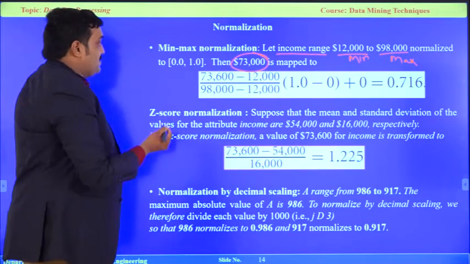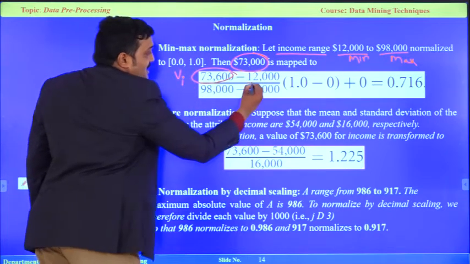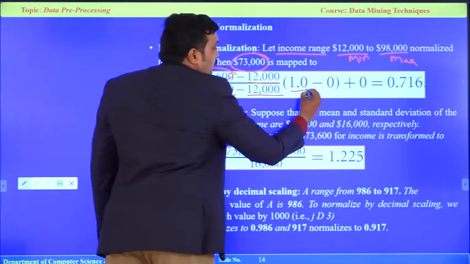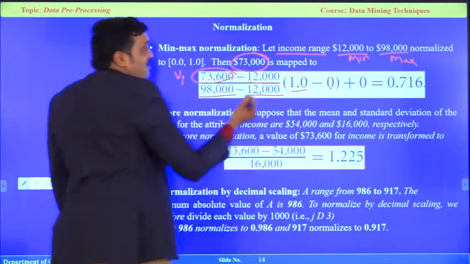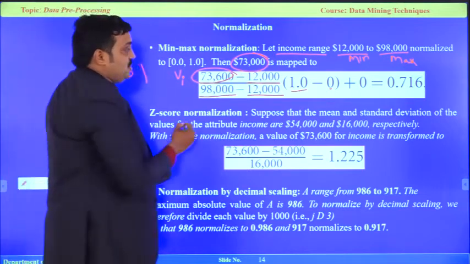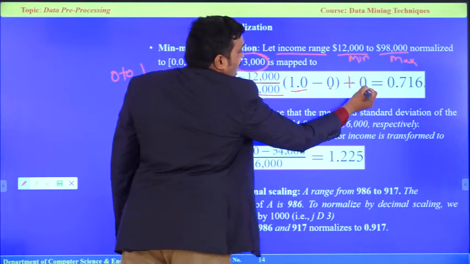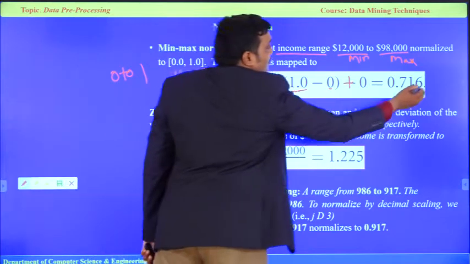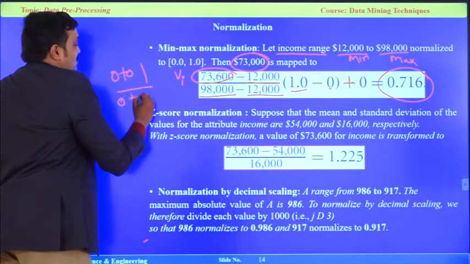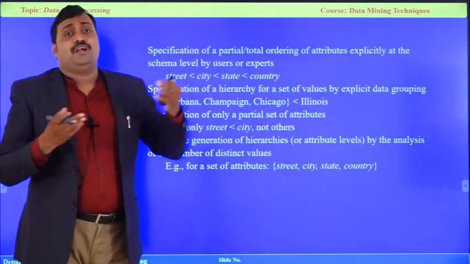As per the formula given previously, my target is V_i, and this is minimum, this is maximum, this is minimum. Here new maximum, new minimum. So I want to scale the entire value within 0 to 1 only. So maximum is 1 and minimum is 0 and new minimum is 0. After calculating, the value comes to 0.716, which means within the range of 0 to 1, 0.716 represents the $73,000.